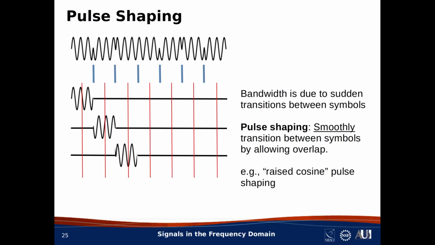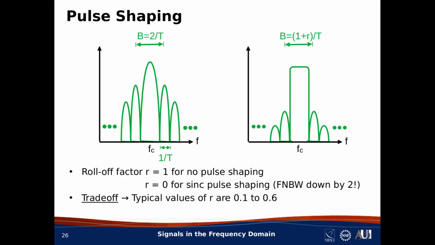However, that problem has a solution, and in fact it has many solutions. And in those solutions, the symbols are both overlapping and do not interfere with each other. One common class of these solutions is known as raised cosine pulse shaping. Here's a comparison of what we get without pulse shaping on the left versus what we get with a scheme like raised cosine pulse shaping, shown on the right.